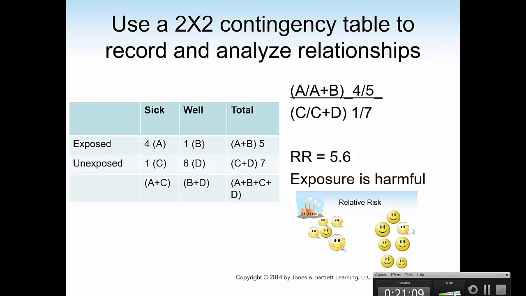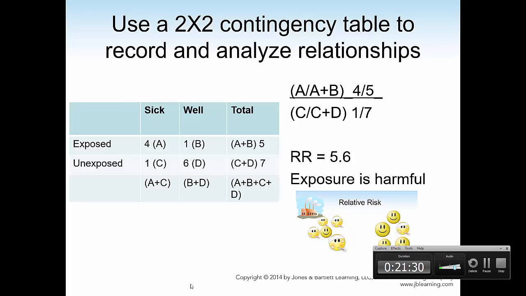So can we do some kind of relative risk calculation? Yes, we can. What's the best way to do it? We can use something called a 2-by-2 contingency table. This allows us to record and analyze relationships. Do you remember way back when in biology class? Maybe you don't, but you would do some genetic problems, something called a Punnett square, and that allowed you to calculate probability, also a ratio. So this is sort of like that.